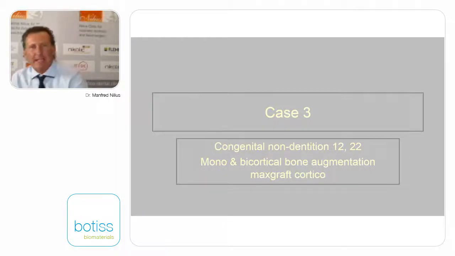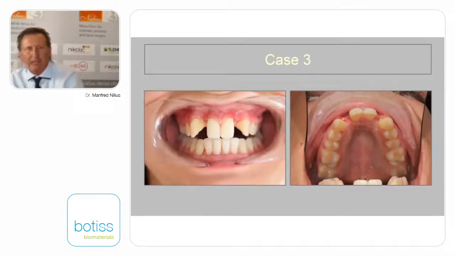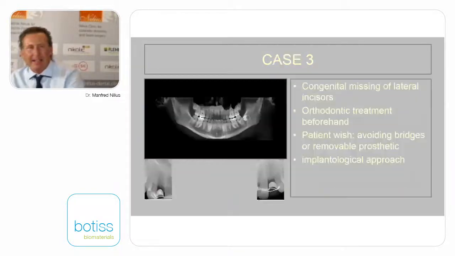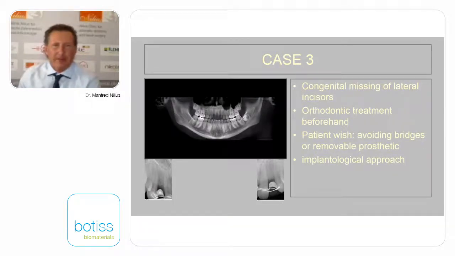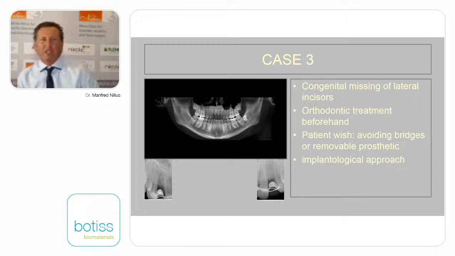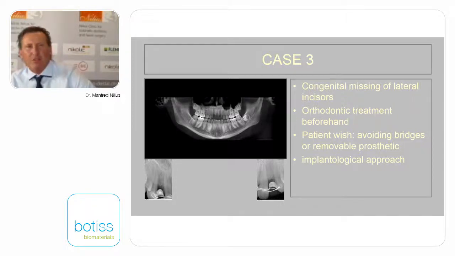And the second case is a genital non-dentition. It looked like this. This young lady had orthodontic treatment beforehand, but maybe the colleague was not very familiar, because the apical parts of the teeth were very connected to each other, so we were not able to insert implants.